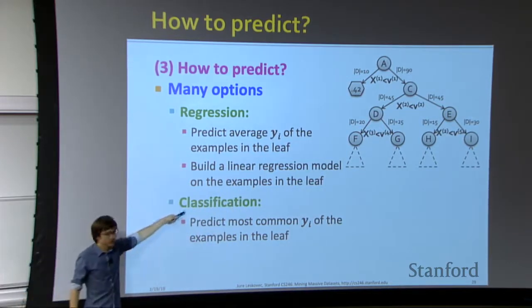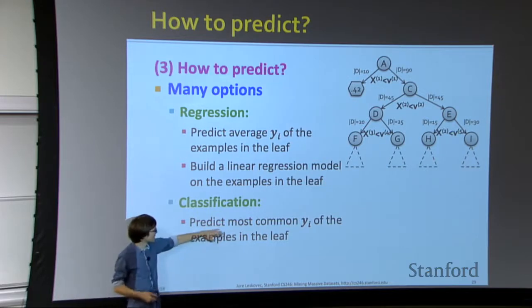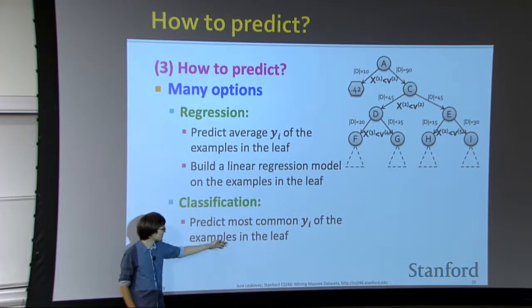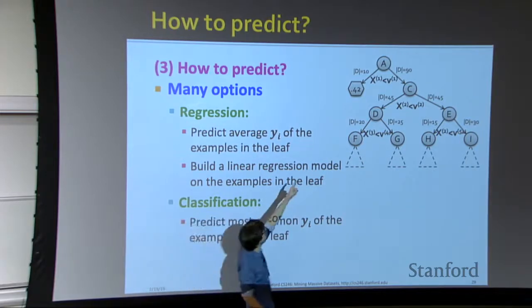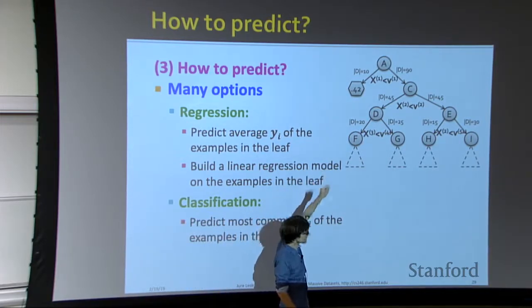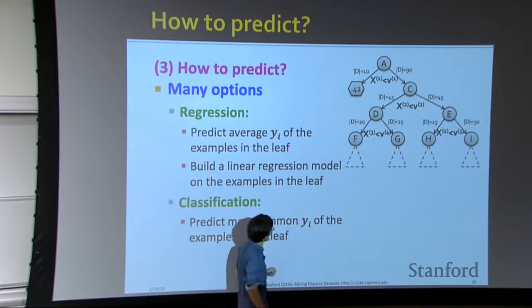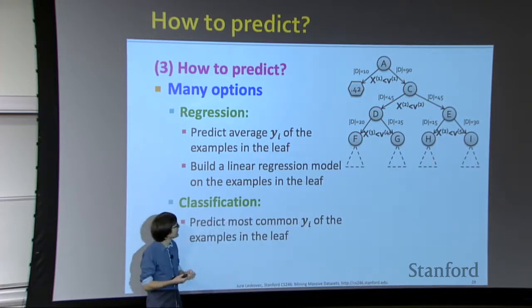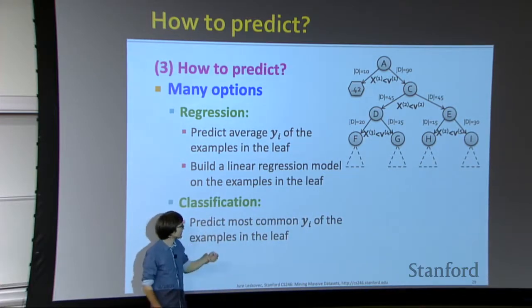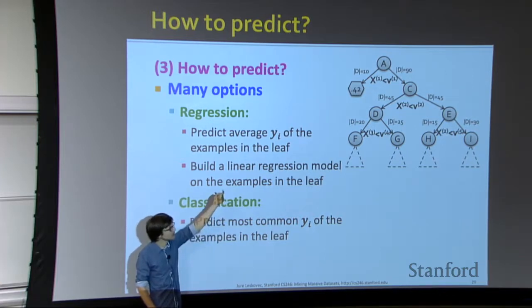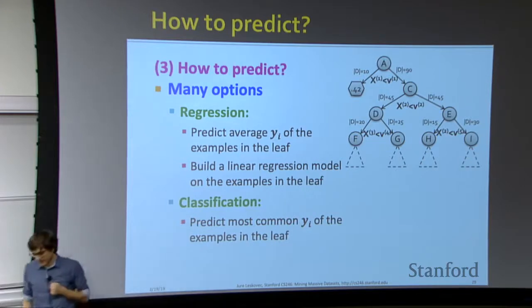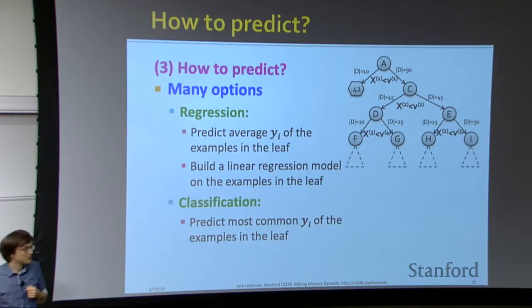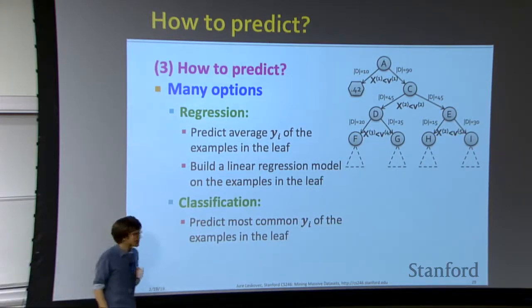What do people do for classification? The idea is your prediction is the most common y of the examples in the leaf, right? So if this would be, for example, 0.42, it could be that if I'm doing binary classification, 42% of the data that comes into that leaf node would be of that label that I would predict. Okay, that's essentially the idea.